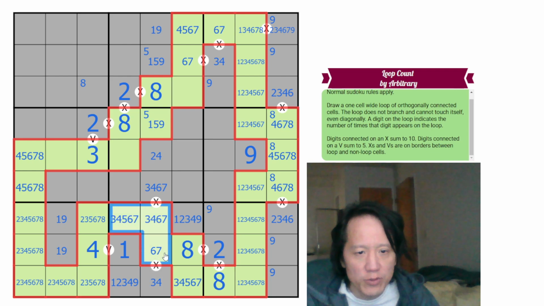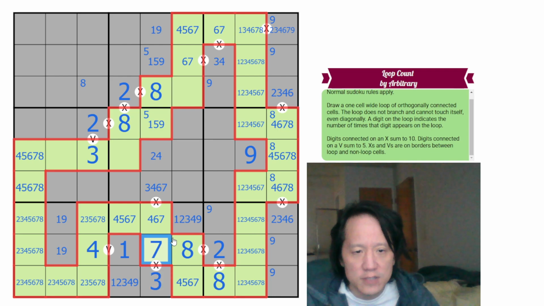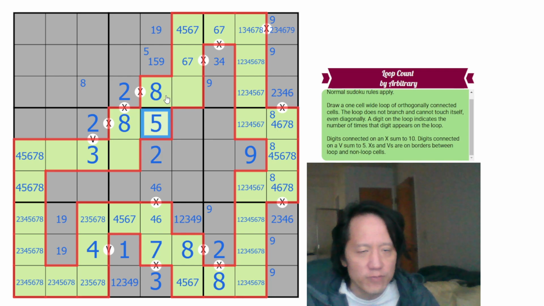This can no longer be 3 in this box because we have 3 3s, 1 here, and 1 on this column. Therefore, this is 4, 5, 6, and 7. This can't be 4, so this is now 3 and 7. So this is 4 and 6. So this can't be 4. This is 2. This has to be a 5 because it's on the loop.